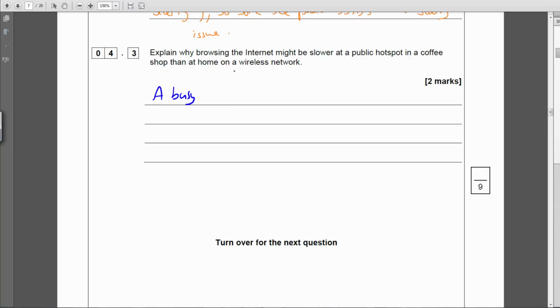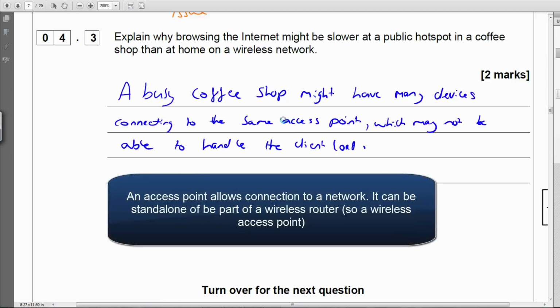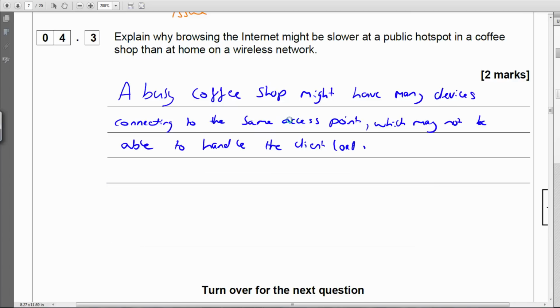Let me think of a way to write this. Okay, again, the handwriting is just atrocious, so apologies. What I've written is a busy coffee shop might have many devices connecting to the same access point, so that's maybe a key term. I've no idea if it's on the mark scheme or not, but an access point could be like a router. Depending on what access point they have, if they have an industrial one, it could handle hundreds of clients. But if it's just a normal one, like one at home, it probably wouldn't be able to handle the client load.